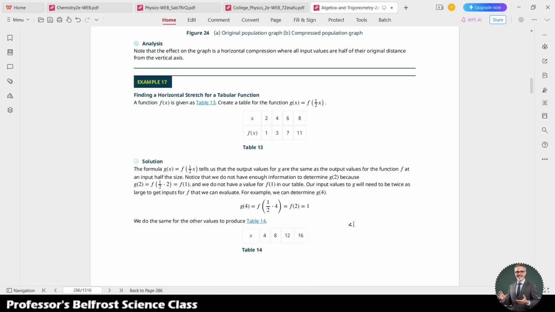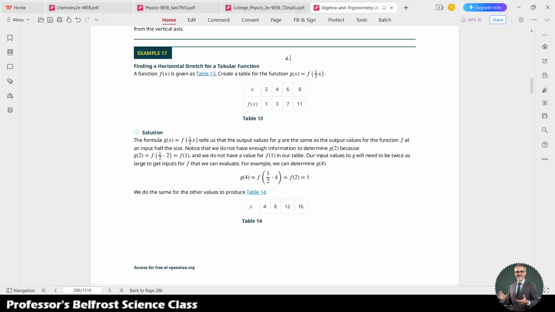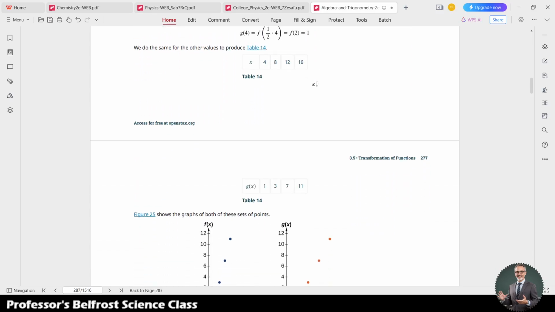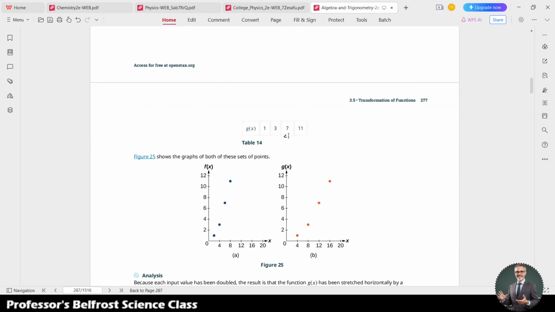Now, finding a horizontal stretch from a tabular function. So g(x) equals f of half x. Actually this is a stretching, right? So if you want to create a table, it's easy. It means this is 4, this is 8, this is 12 now, this is 16 now. The g(x) is the same.